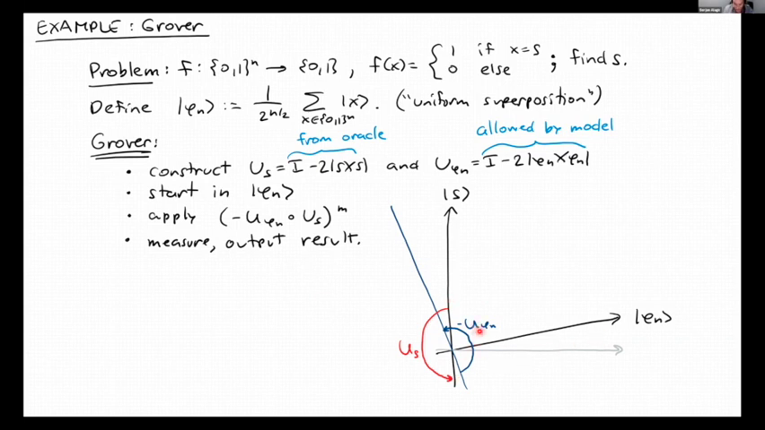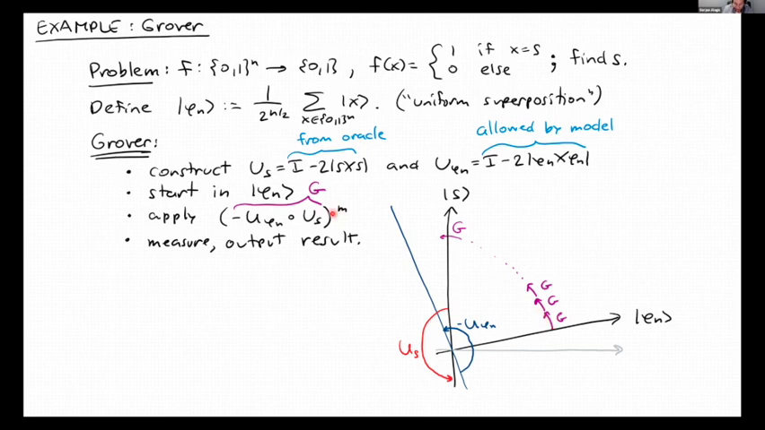Because we're reflecting, there's just kind of two relevant vectors that are happening. So this is in some two-dimensional space. They're not exactly orthogonal, right? Because the uniform superposition has a little bit of projection into S. It includes S. But they're kind of almost orthogonal. And then if you think about it, these two reflections act like this. And what does that mean? That means that these two reflections composed give us a rotation in this plane.